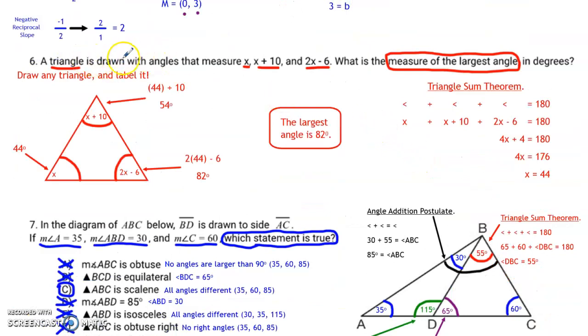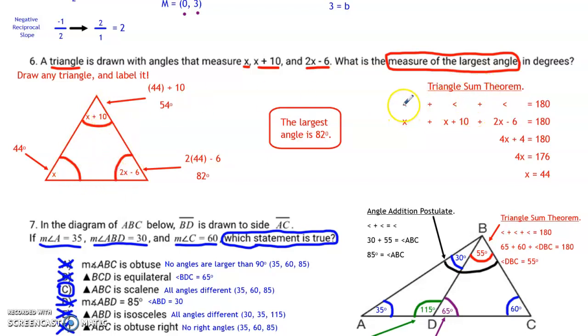For number 6, a triangle is drawn with these angles. Anytime it asks you to work with a triangle, but it doesn't give you a triangle, you might as well just draw any triangle and label it. So here are my 3 angles. I've labeled the angle measurements here in terms of x, and it asks me for the measure of the largest angle in degrees. So I'm going to use the triangle sum theorem. I have all 3 angles here. I don't know their actual measures, but I do know their measures in terms of x.